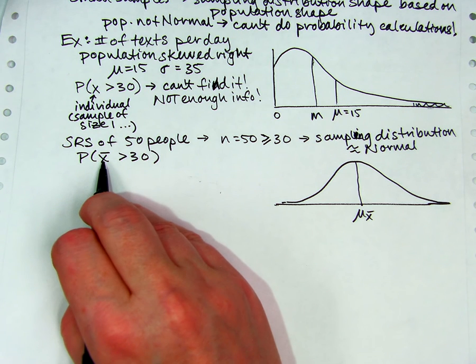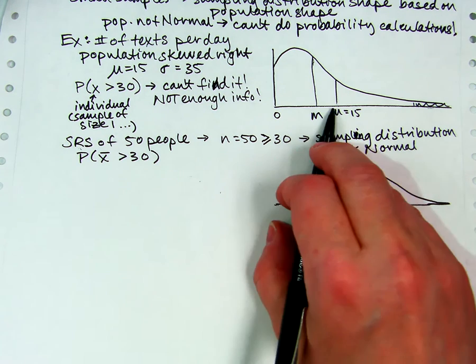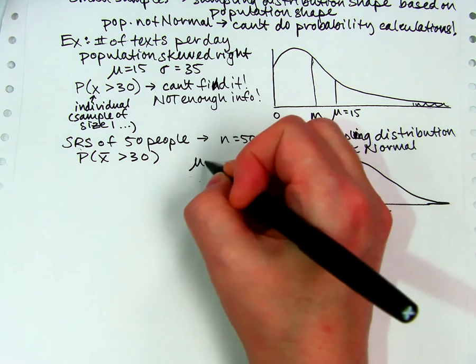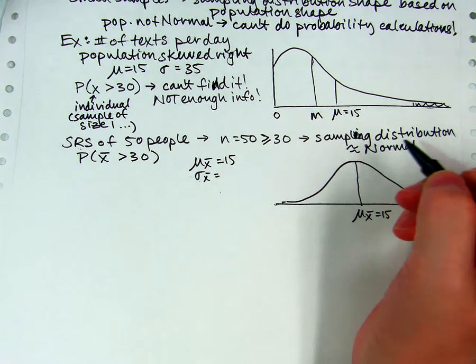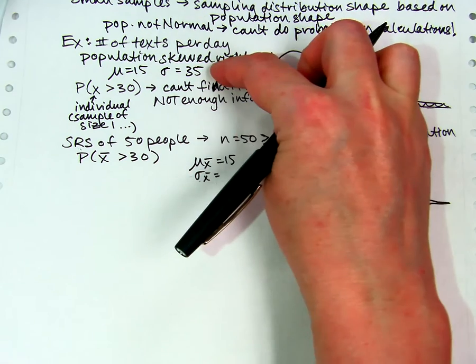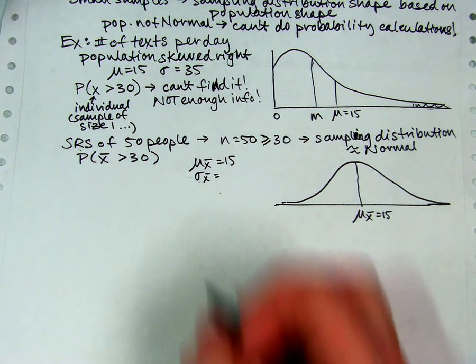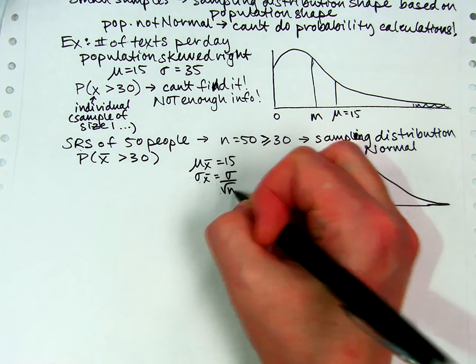I hope you do. The mean of all the x bars, this is a mean. Sample means are naturally unbiased, and I did a random sample. Therefore, the mean's the same as this mean. It's still 15. That's amazing. Standard deviation of x bar. Well, it's not 35. It's not the same as the population standard deviation. That's okay. I have a formula. Let's use it. It's this formula: standard deviation over square root of n.